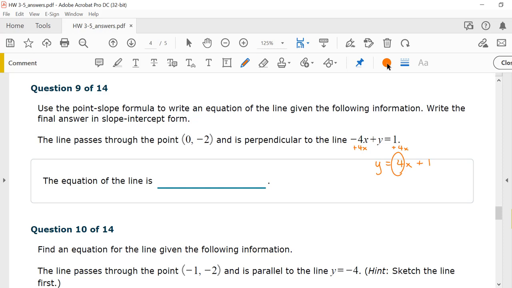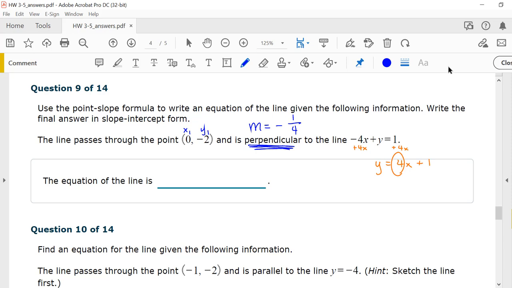Now I can see what the slope of that line is. It's 4. The line I want is perpendicular to that line, so the slope of the line that I want is going to be negative 1/4. And here's my point, x1, y1. And they gave me a special point. That's actually my y-intercept, right?